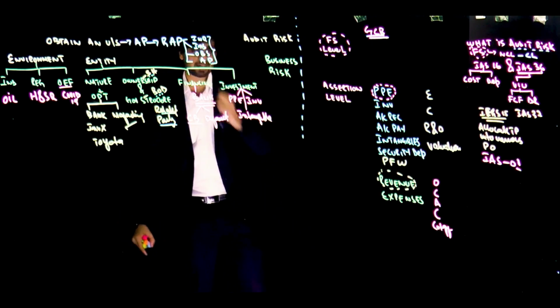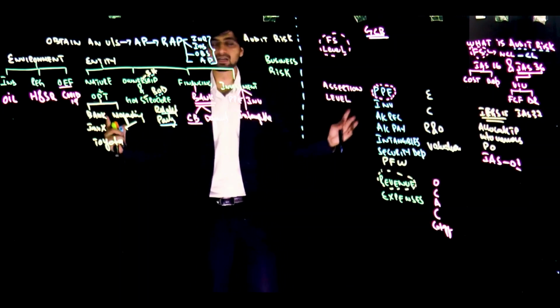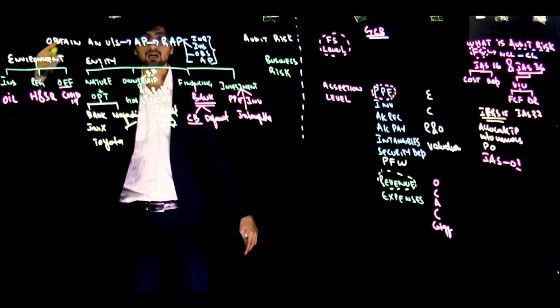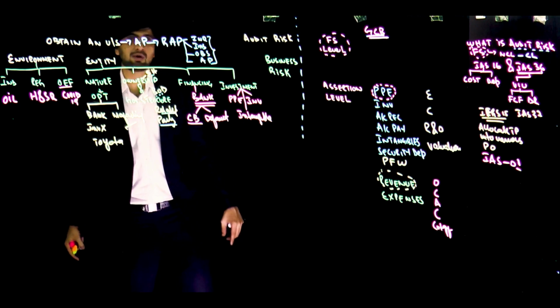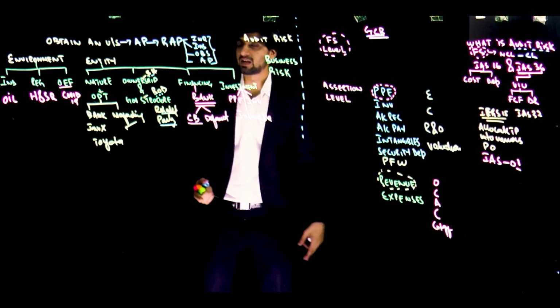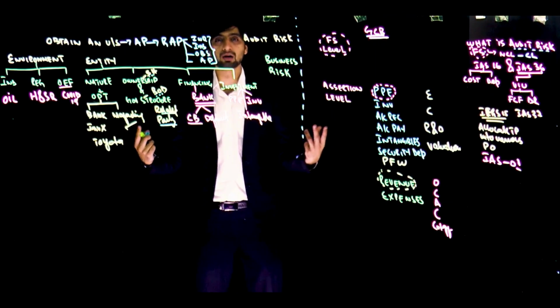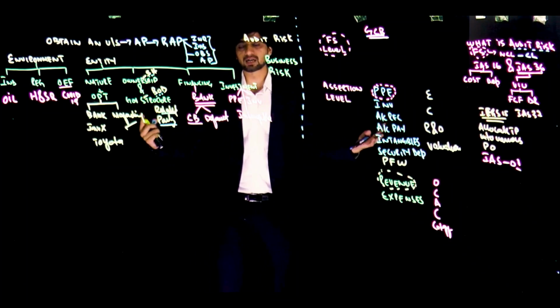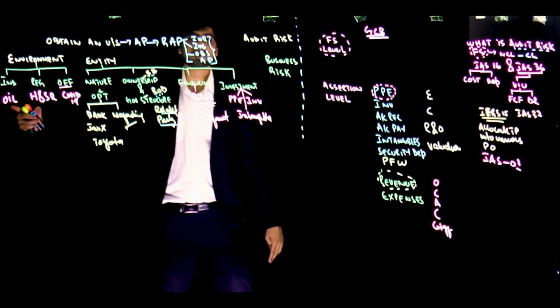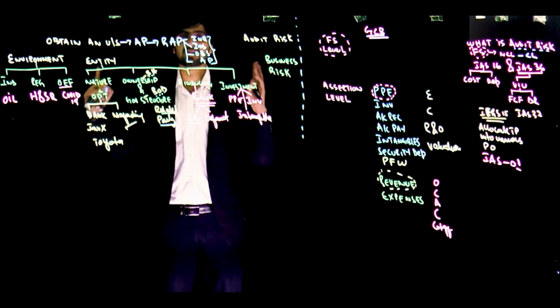For example, as an auditor, I am doing the audit of a company. At the planning stage, I am required to obtain an understanding of the environment. When I am obtaining the understanding of the environment, it came to my knowledge that there is a new competitor in the market, and because of the new competitor, the revenues of the company are declining. I got that information. That is not the audit risk, that is a risk factor.